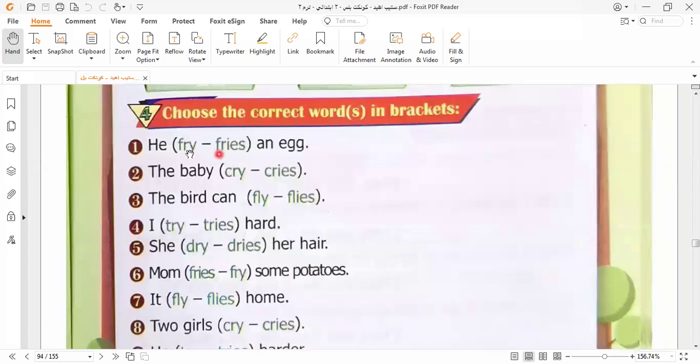He fry or frying egg. So, as we said before, singular, right? It's not plural, not like S. Here, singular or plural? Singular. So I select fry. The baby fries. Why? Because singular.